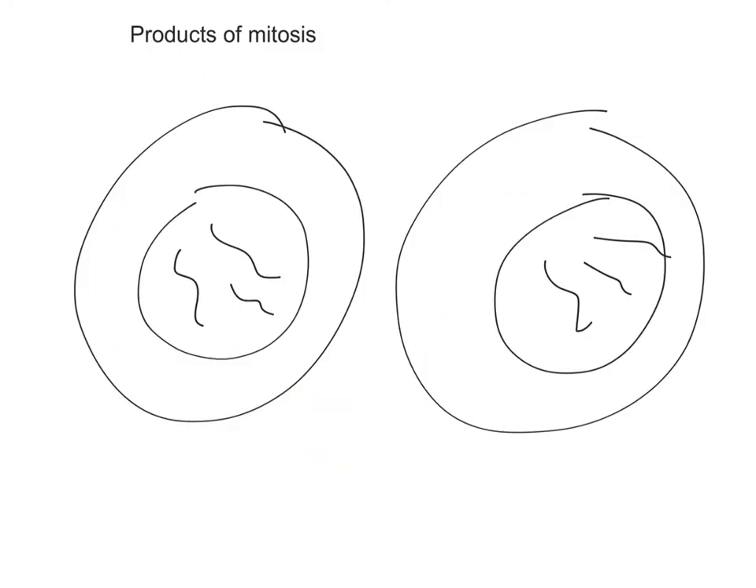So the products of mitosis are two daughter cells, and these cells are going to be identical to each other and identical to that original parent cell we started with. So I suggest you guys take a minute and practice drawing mitosis and fill in the table with the description that goes with it.